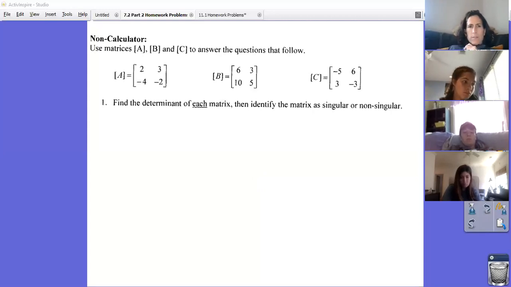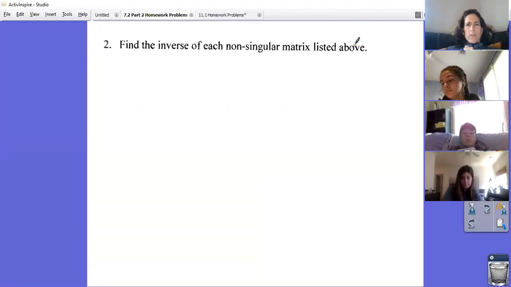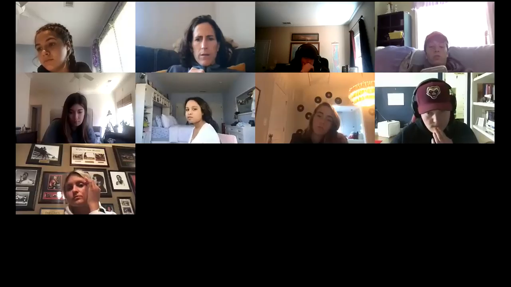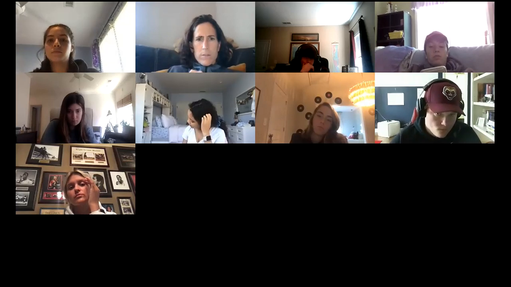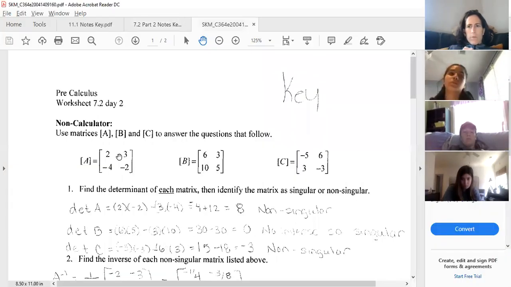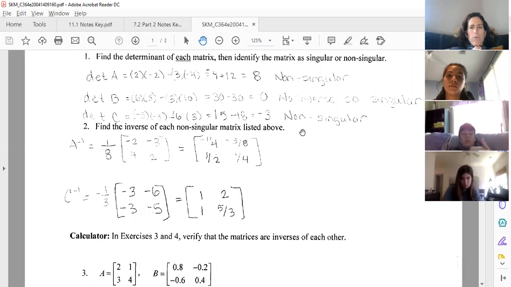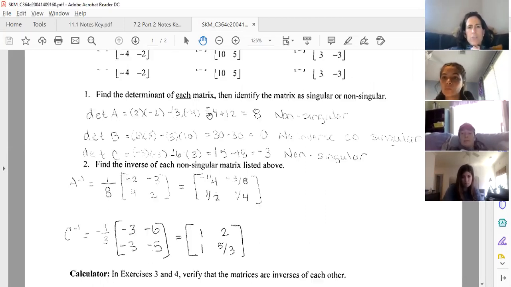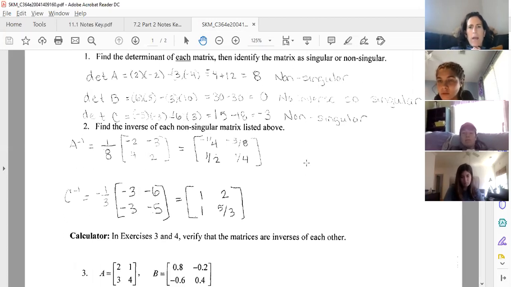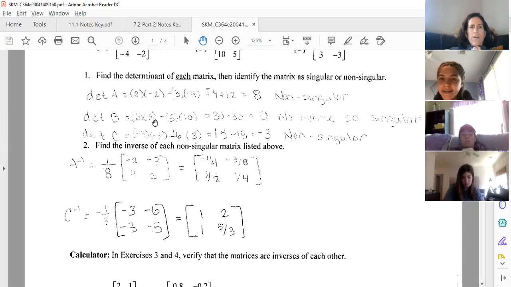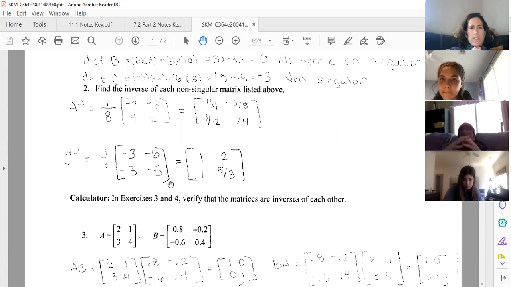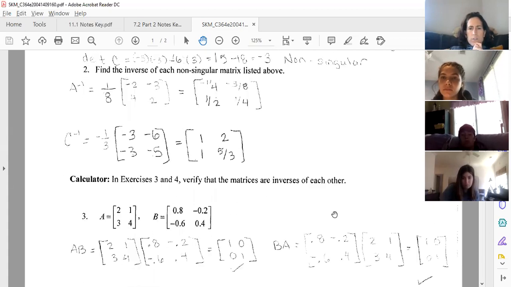Okay. In the second one, you had to find the inverse of each non-singular matrix listed above. I'm going to stop sharing that and share the key. If you look at the first 2, matrix A and matrix C both have an inverse, so they're non-singular. Matrix B's determinant was 0, so it doesn't have an inverse. In the second part, you had to find the inverse of matrix A and matrix C using that formula: 1 over the determinant times the matrix where you swap A and D and make B and C negative. Any questions on that I can answer?